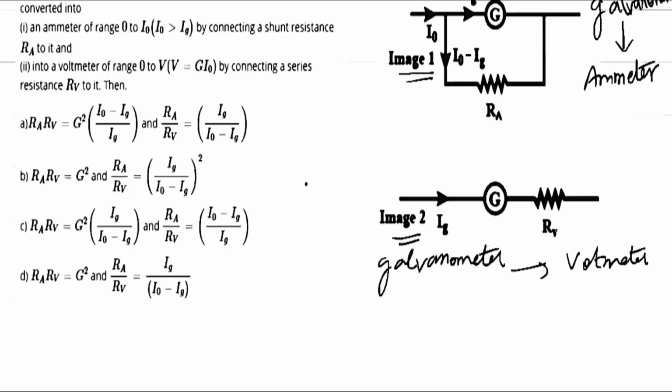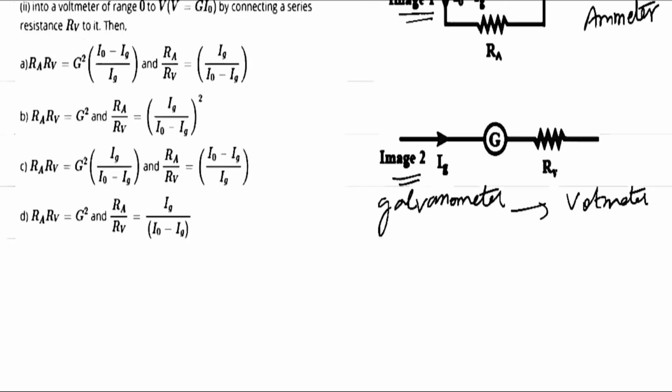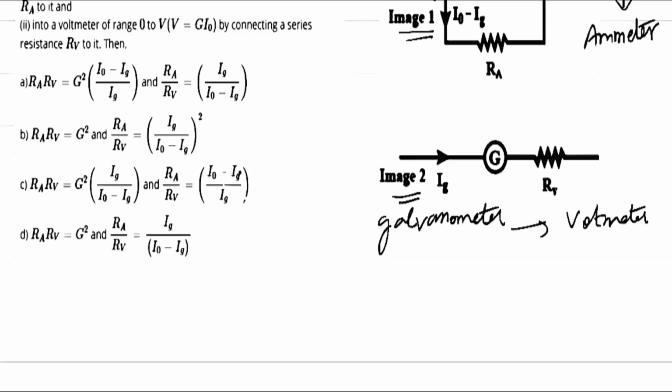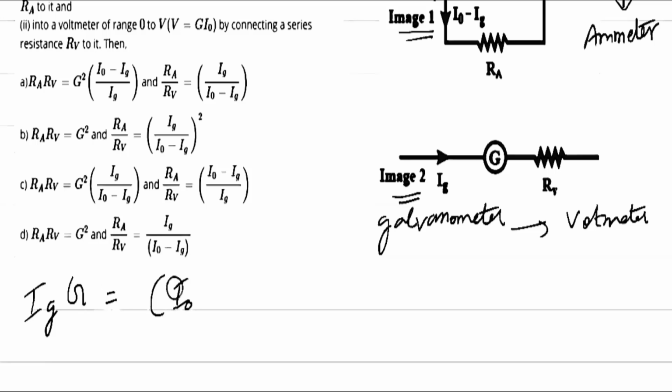Now, when you convert a galvanometer to an ammeter by shunting in parallel, what happens? The effective resistances are going to be in parallel, right? The galvanometer resistance and the shunt resistance are both in parallel. So accordingly, when we apply the loop law, we get the equation Ig times G is equal to (I naught minus Ig) times Ra. Okay, this is what we will get.